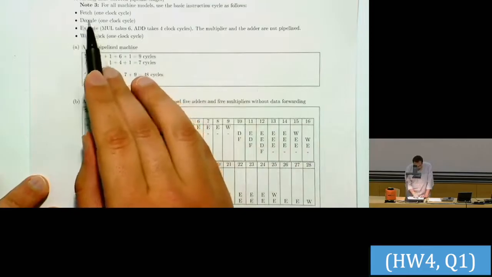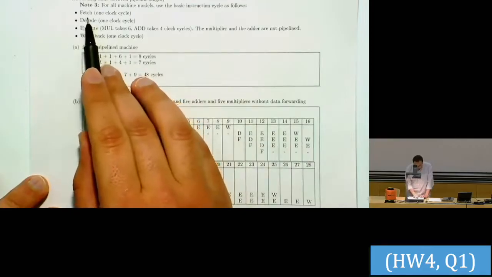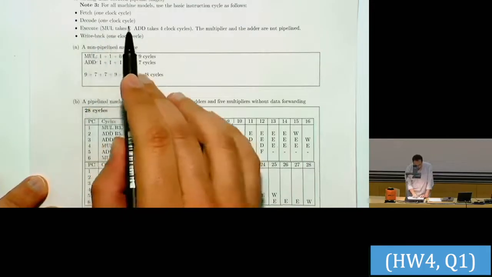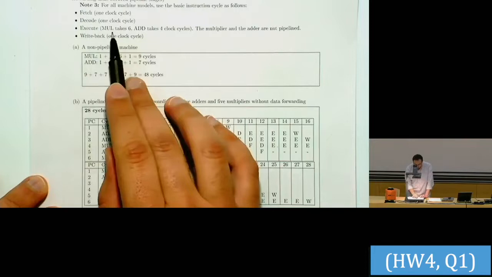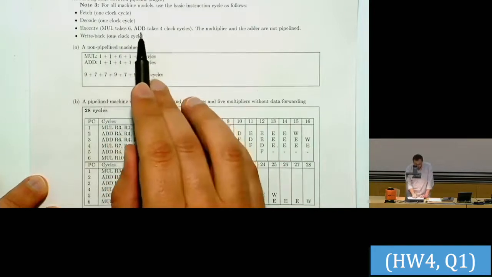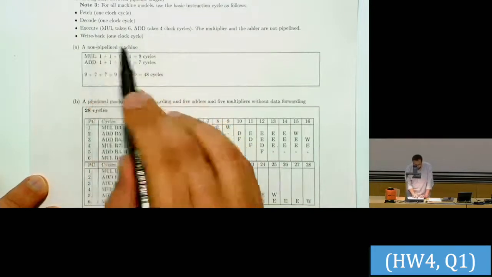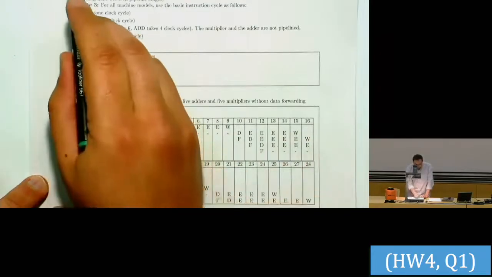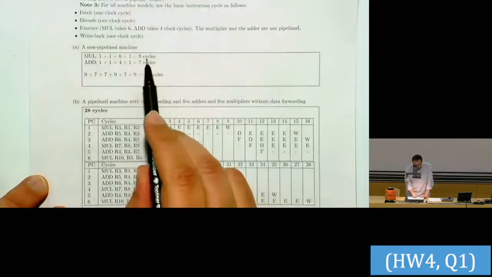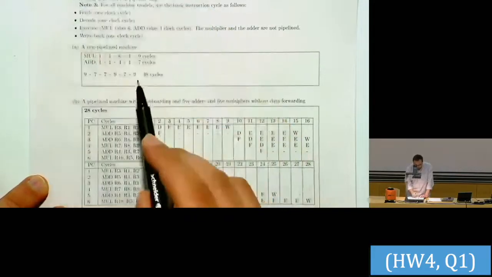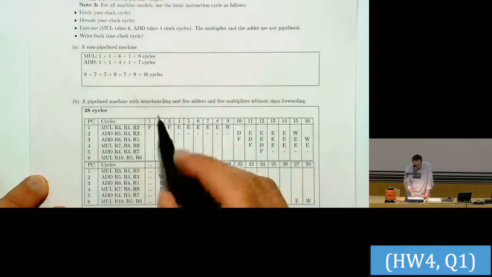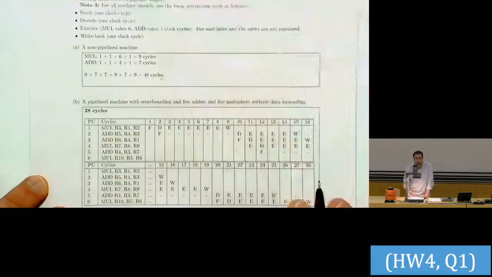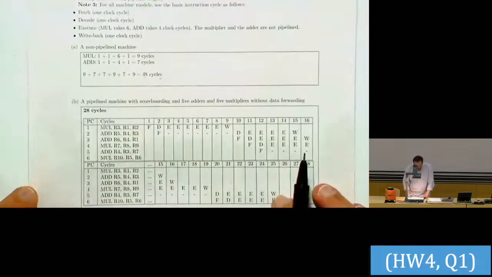And here we make an assumption in the first question. When we have a pipeline, fetch takes 1 cycle, decode takes 1 cycle, execute takes 6 cycles for multiply and 4 cycles for addition, and then write back takes 1 cycle. So when we run a mul, it's going to take 9 cycles. When we run add, it's going to take 7 cycles. In total, it's going to be 48 cycles when you just add them up, because we don't have pipelining here.